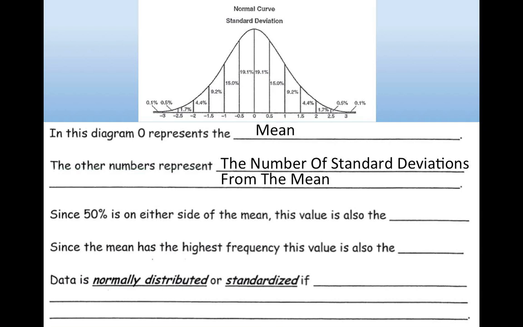Also, since 50% of the data would be above and 50% would be below, that means that 0 also represents the median, the very middle of the data. And it has the highest percentage there. It's the highest part of the diagram, so it also has the most values, meaning it's the mode as well. So that 0 represents the mean, median, and mode in what we're talking about right now.